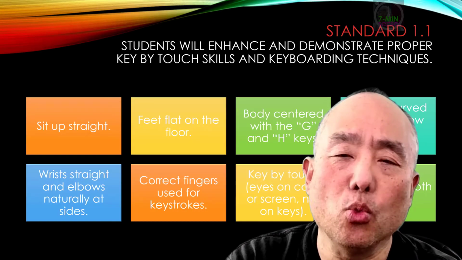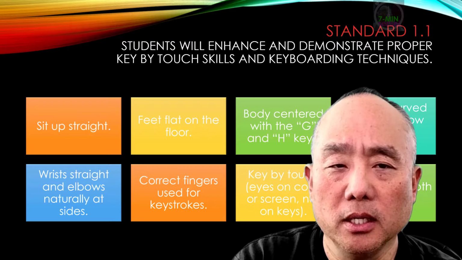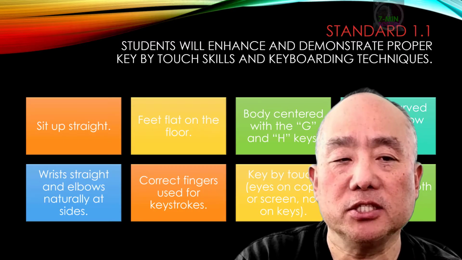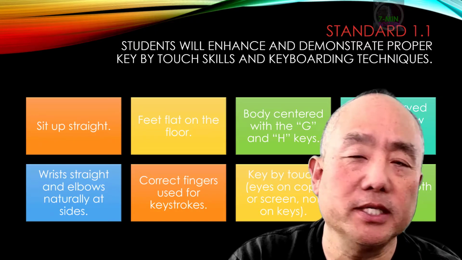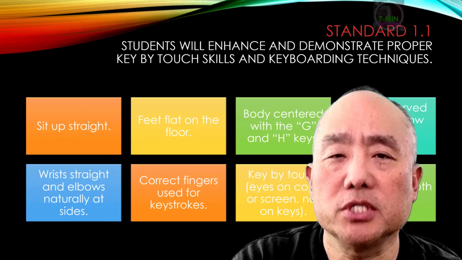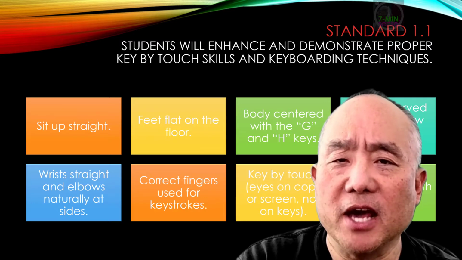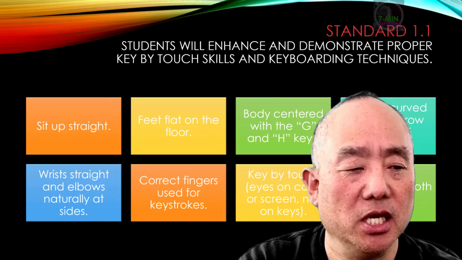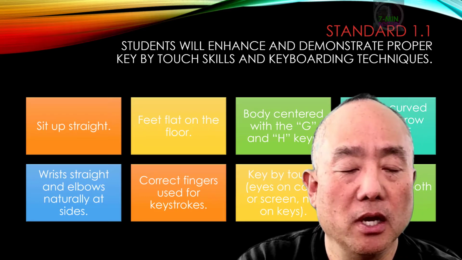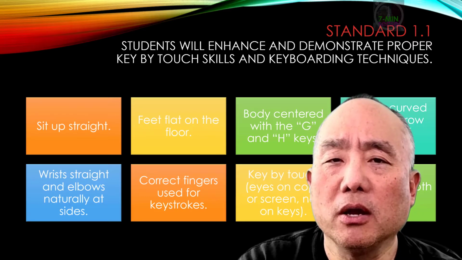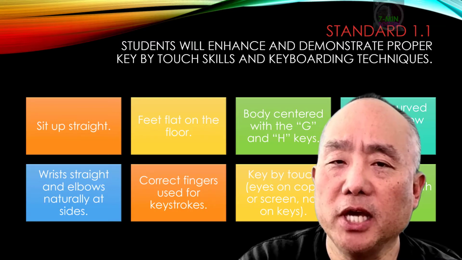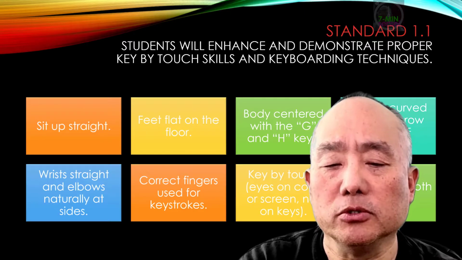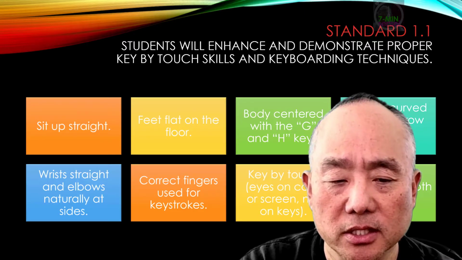In Strand 1.1, students will enhance and demonstrate proper key by touch skills and keyboarding techniques. We will teach you to sit up straight, feet flat on the floor, your body centered with the G and the H key. Fingers are curved on the home row, which are the A, S, D, F, J, K, L, semicolon keys. Your wrists are straight and your elbows naturally at your sides.